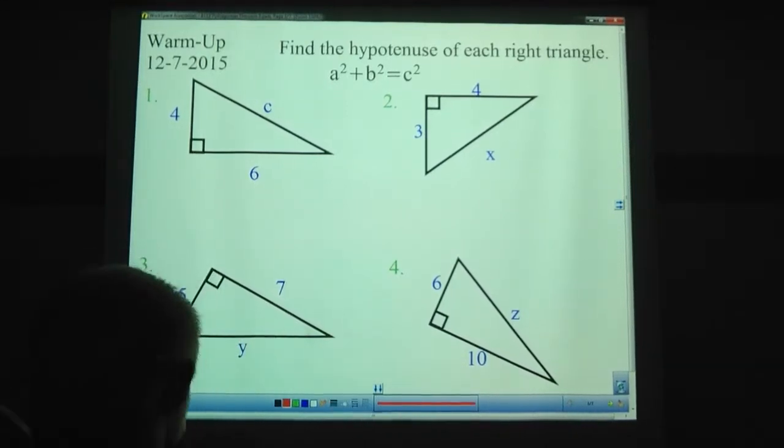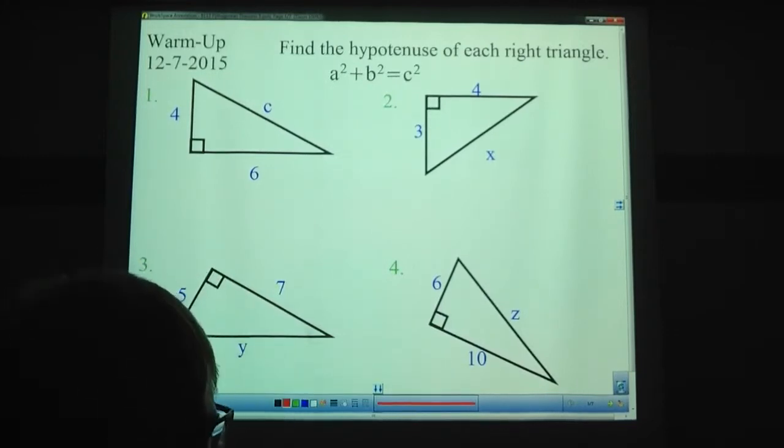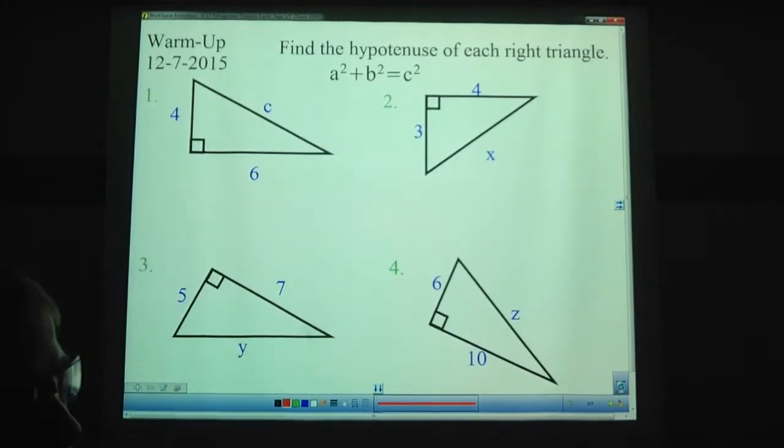Pythagorean Theorem. This was the last couple lessons we've done on this, last couple videos. Try these out on your own. These should be problems that you know how to do. If you don't, you may want to review one of the two previous videos from December 3rd or December 1st, I think, for the other 2 days.